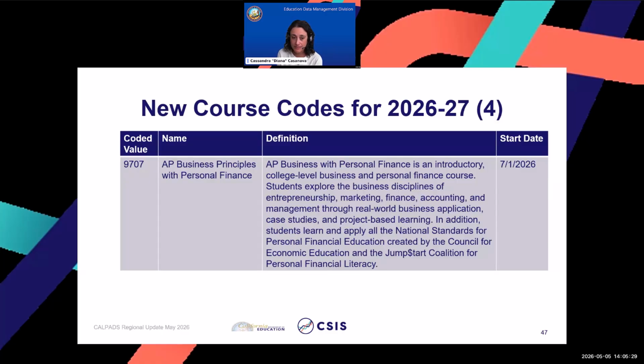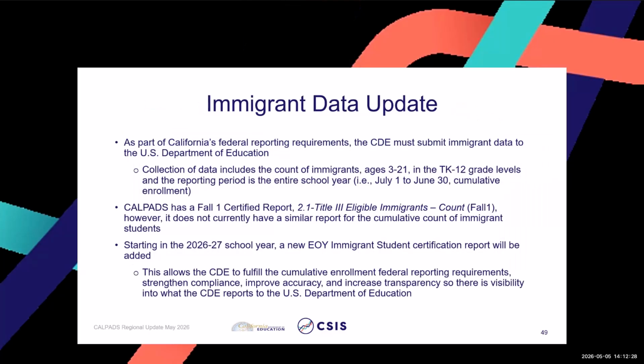An important thing to note about this one is that this new AP course cannot be substituted as the state graduation requirement set forth under the new course code 9704, so that personal finance one that we saw in the first set of slides for this new course code section. And that's, again, under the requirements of Education Code section 51225.3. Now we are going to look at an immigrant data update.